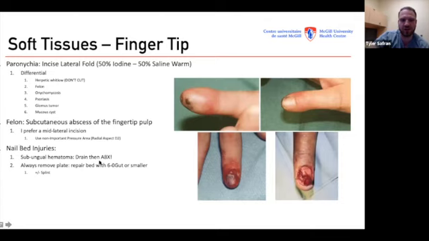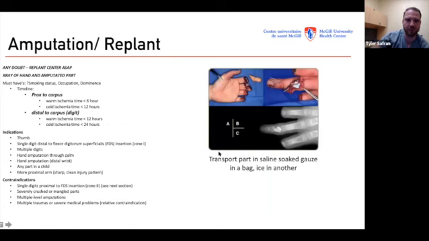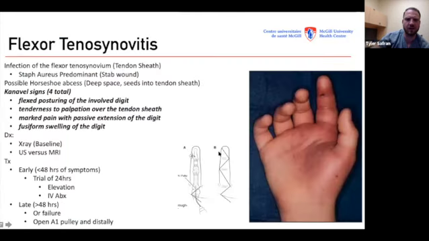For nail bed injuries, again, if it's a subungual hematoma, as soon as you drain it, it becomes an open fracture by definition. So you want to give antibiotics. And then you want to remove the nail plate and repair with 6-0. Replant, we're not going to go into.